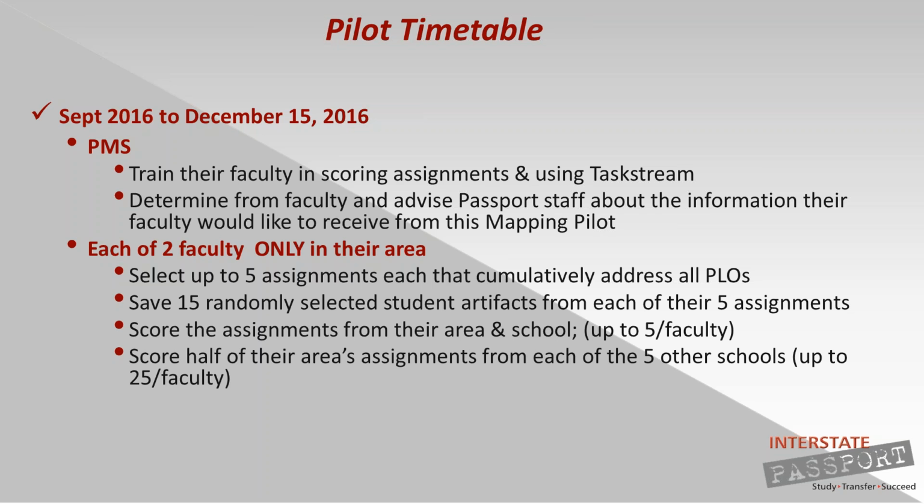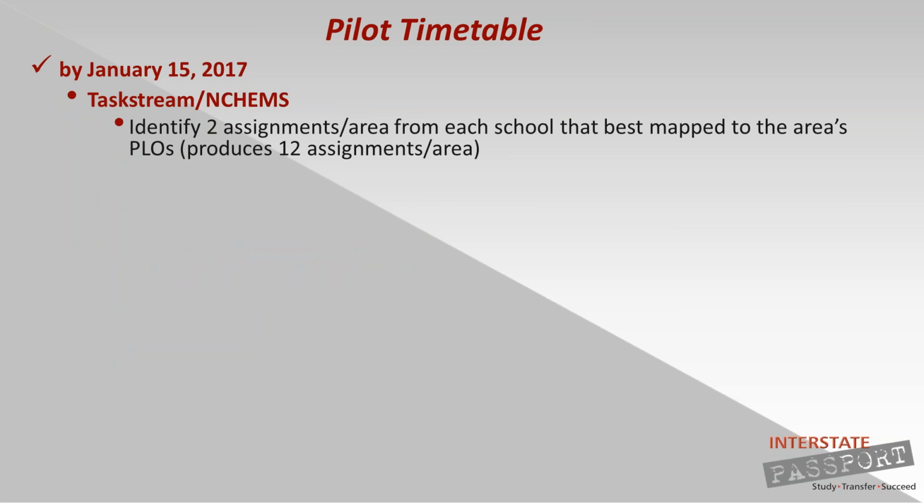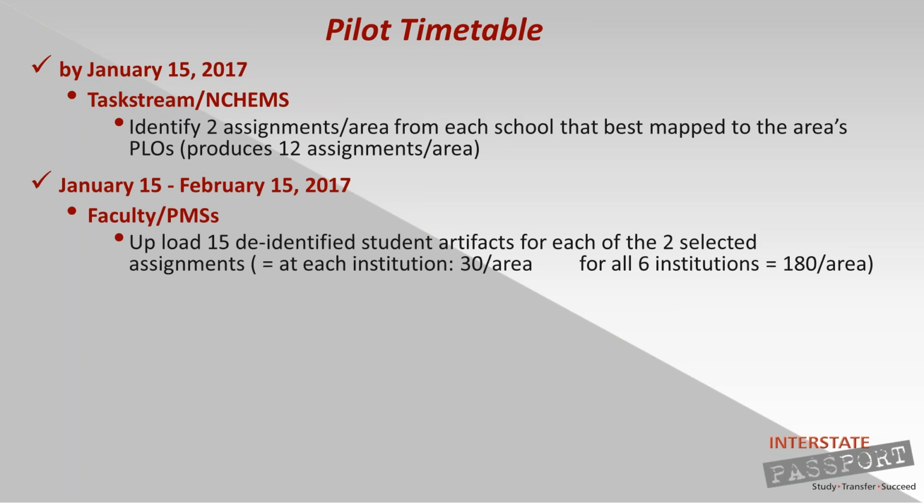They will then score half of their area's assignments from each of the other 5 schools. So by December 15th, the faculty will have scored the assignments, the 30 assignments that they will each be scoring. Then starting in January, by the middle of January of 2017, Taskstream and NCHEMS will have used the scoring information from the faculty to identify the 2 assignments per area from each school that best mapped to the Passport learning outcomes. So this results in 12 assignments per area, 2 from each school.